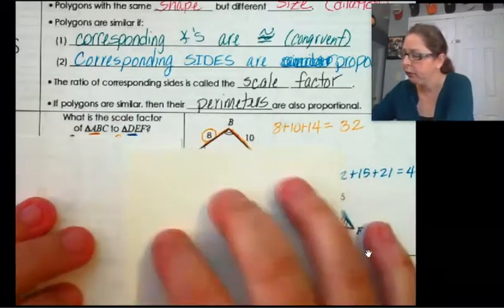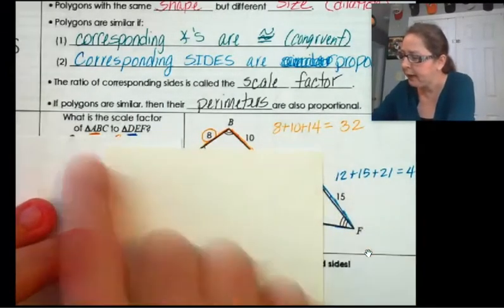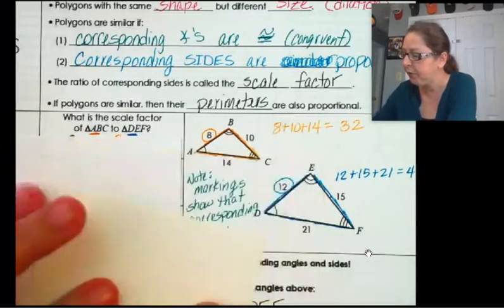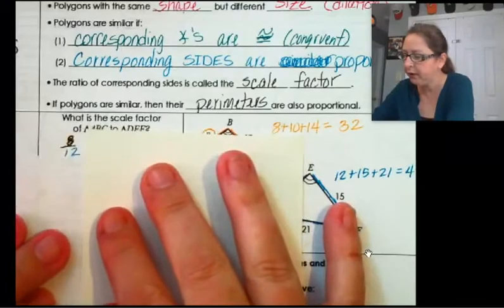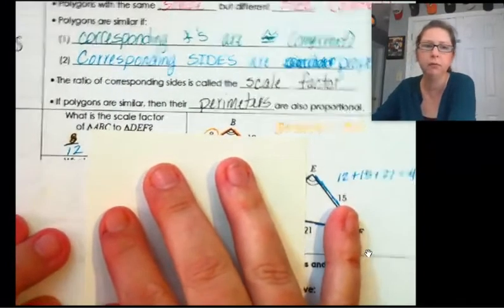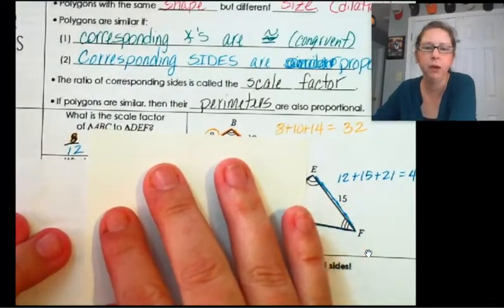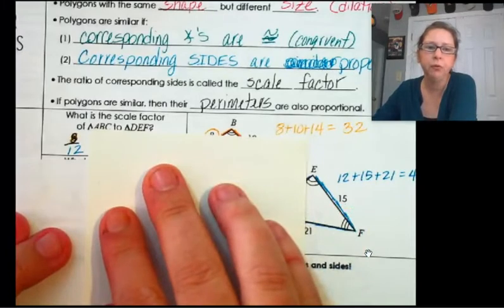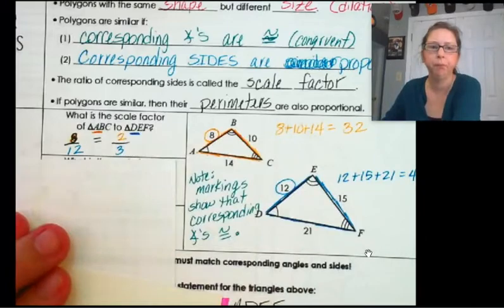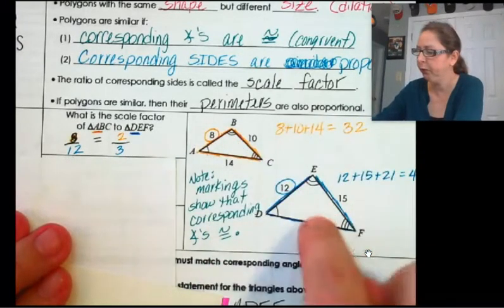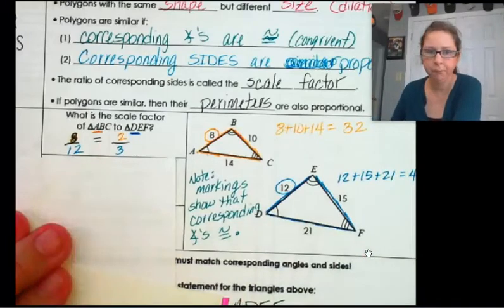Okay, so here's what I get. ABC to DEF is going to be 8 to 12. Another way to say 8 to 12 is 8 over 12. And if you reduce that, you're going to get 2/3. So the ratio of orange to blue is 2 to 3.